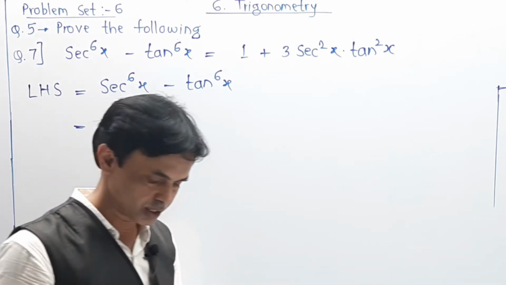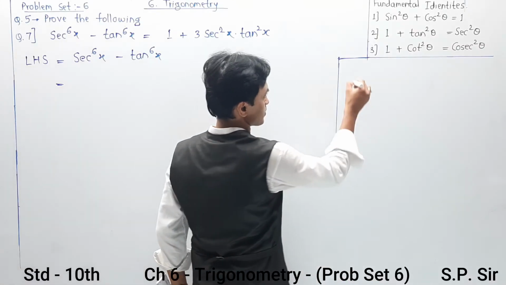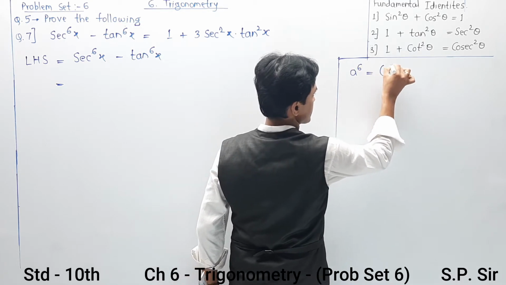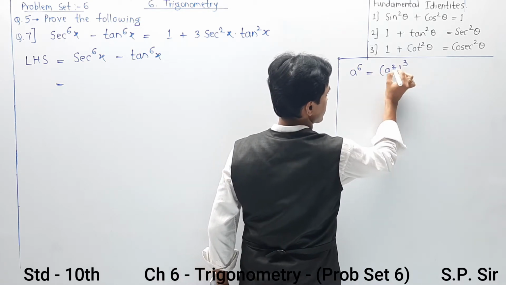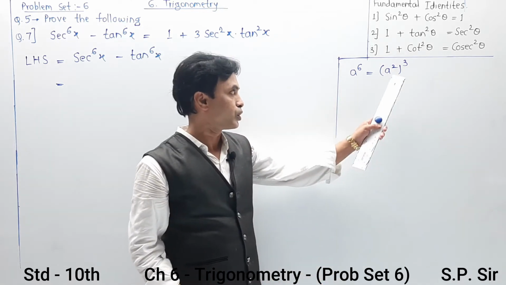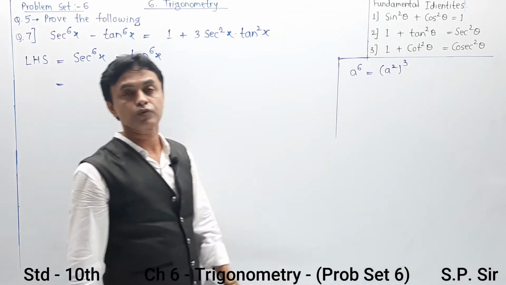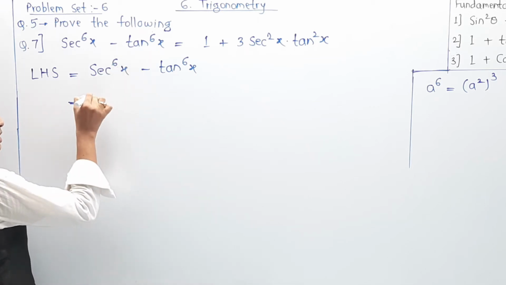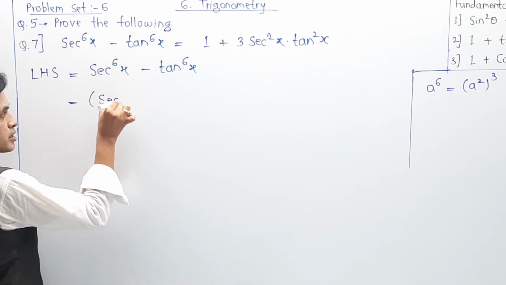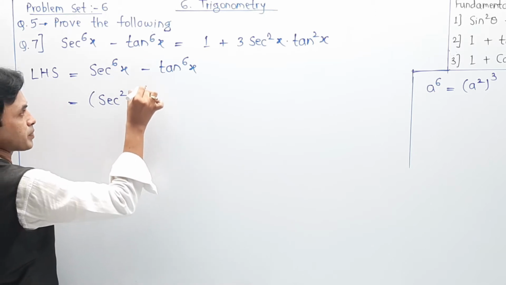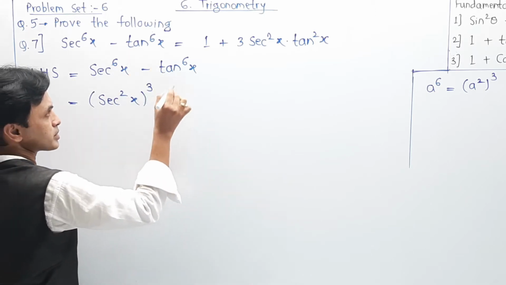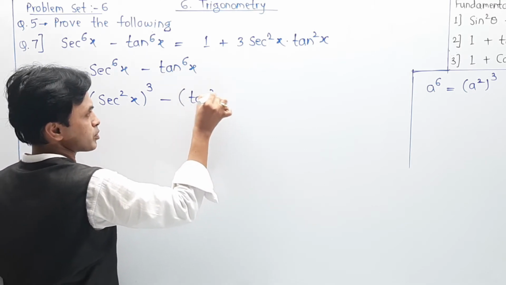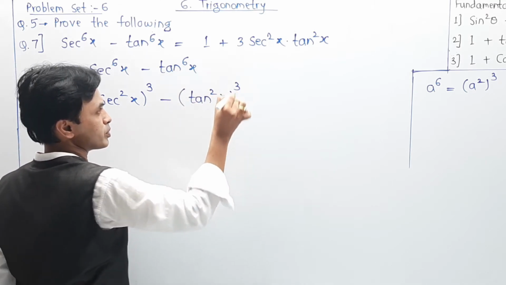Now the first logic is, if I write a raised to 6, then I can write it as a square raised to 3. So 2 into 3, that is 6. So the first step I am going to use over here, I am writing sec raised to 6x as sec square x bracket cube minus tan raised to 6x as tan square x bracket cube.